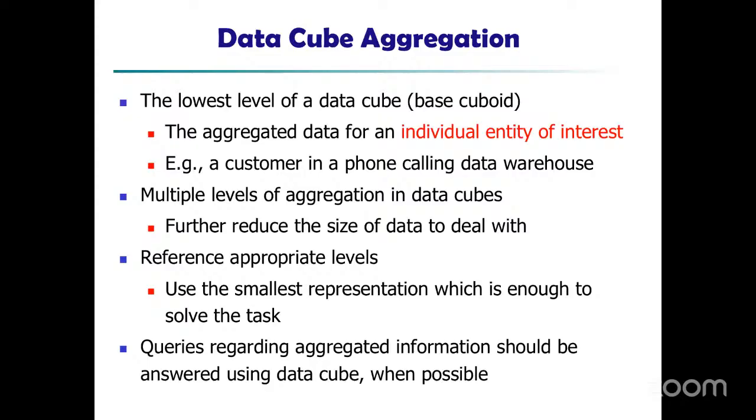Data cube aggregation. The lowest level of a data cube is what we call the base cuboid: the aggregated data for an individual entity of interest, for example, a customer in a phone calling data warehouse. There are multiple levels of aggregation in data cubes, which further reduce the size of the data to deal with, right?